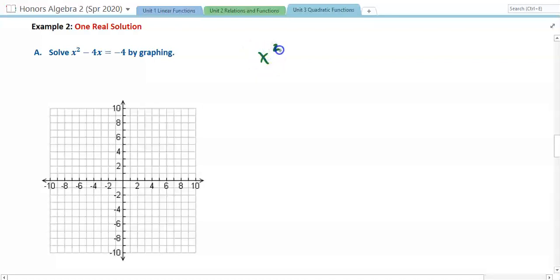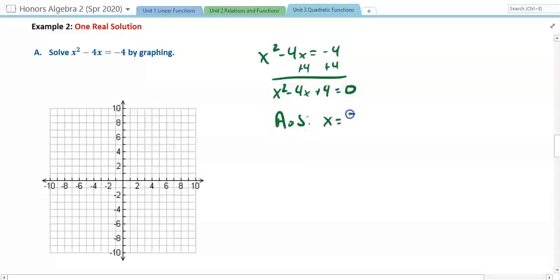And so if I've got my x squared minus 4x equals negative 4, I'm going to add the 4 to both sides and get x squared minus 4x plus 4 is equal to 0. And so to graph this, we're going to get my axis of symmetry now. And so x is equal to the opposite of b over 2a. And so the opposite of negative 4 over 2 times 1, that's going to give me 4 over 2, which is 2.